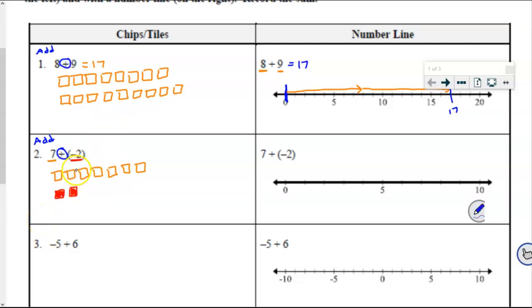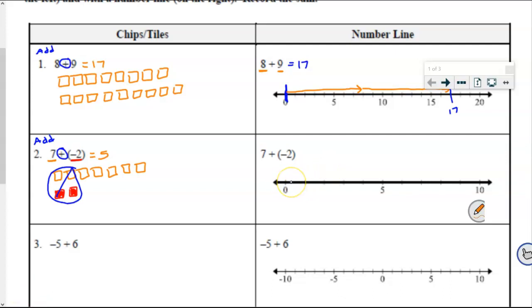And then when I do that, I'm like, hey, wait a second, I have some 0 pairs. And then I count up what's left after those 0 pairs. 1, 2, 3, 4, 5. And they're positive tiles, so that's positive 5. This is what it's going to look like as we do it with our number line.